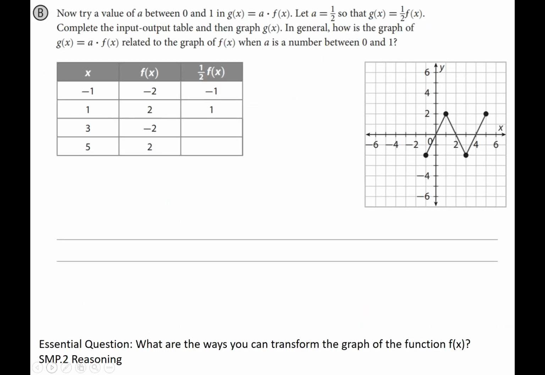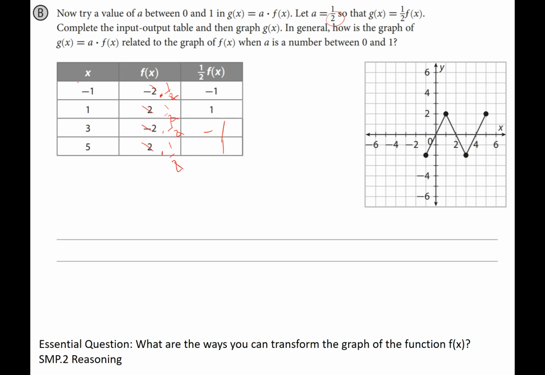Okay, now it wants us to do a value that's between 0 and 1. So we're going to let a equal 1/2 this time. So we're going to multiply everything by 1/2. Same function, multiplying by 1/2. These 2's cancel, I get negative 1. Multiply by 1/2, 2's cancel, I get 1. Multiply by 1/2, 2's cancel, I get negative 1. Multiply by 1/2, 2's cancel, I get 1.